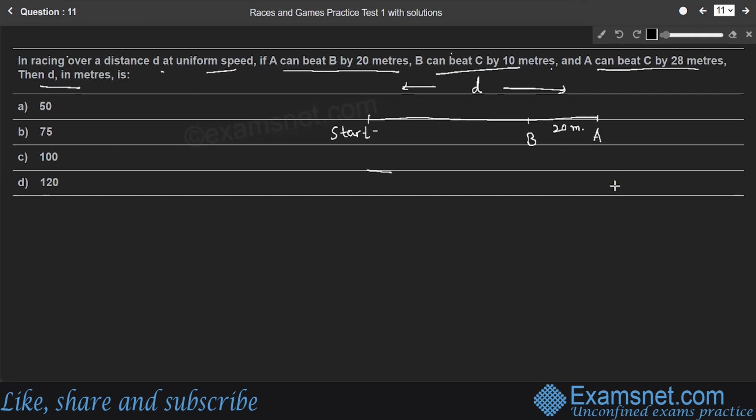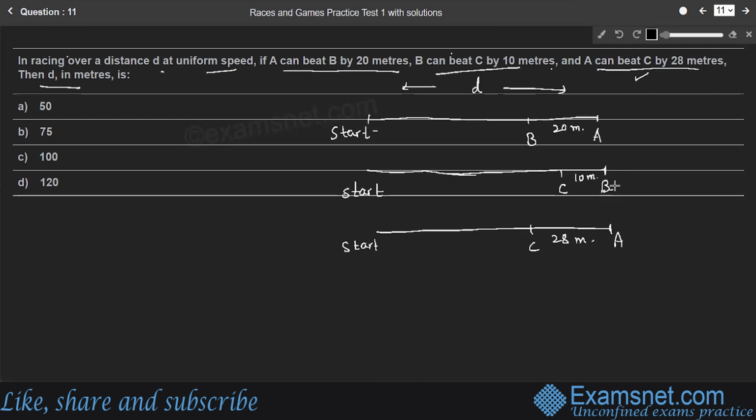So if B reaches the same destination, for example, B is at the destination, this is the starting point, B can beat C by 10 meters. C's position will be somewhere here such that the distance between B and C is 10 meters. And here A can beat C by 28 meters. So we'll consider another case where again A reaches the destination. This is the starting point. A can beat C by 28 meters. So here will be the position of C.